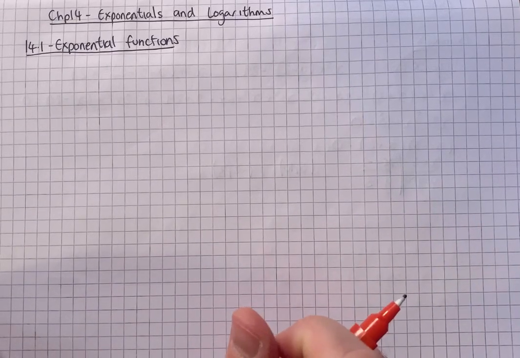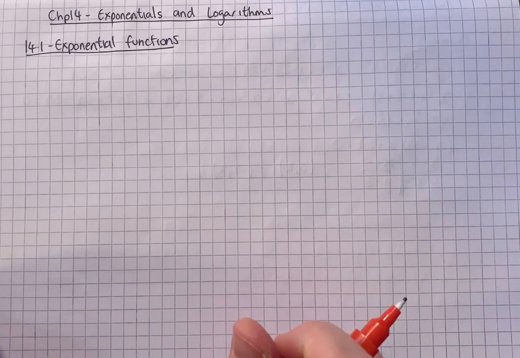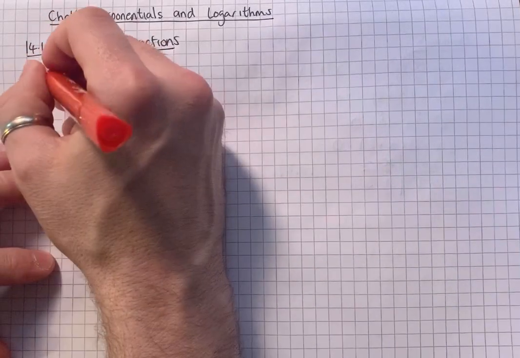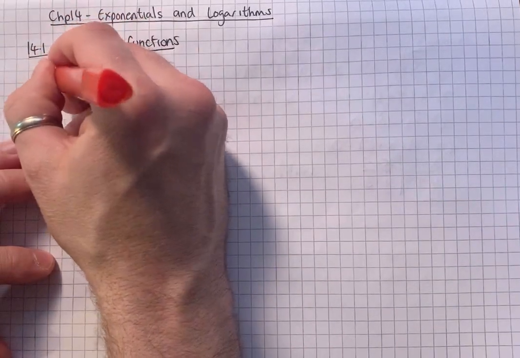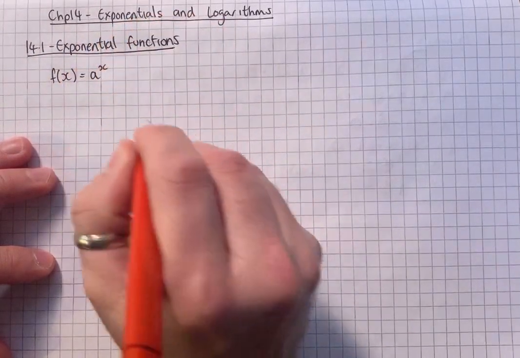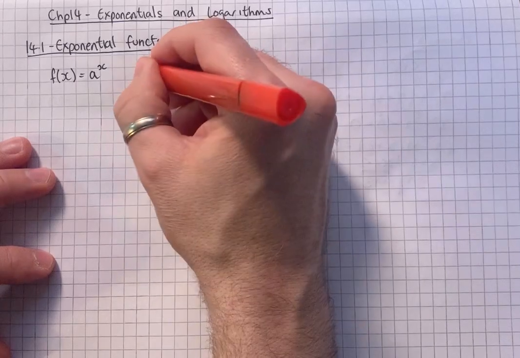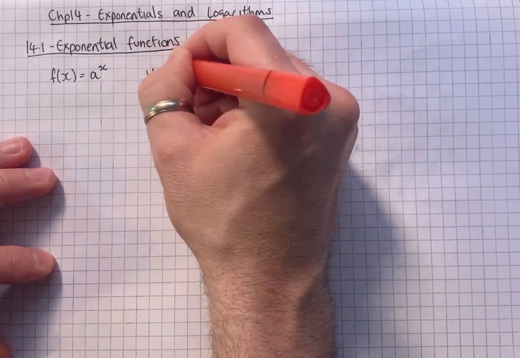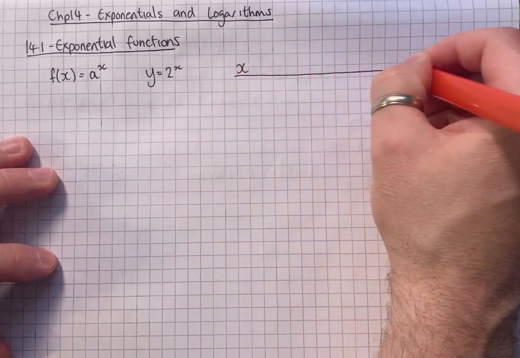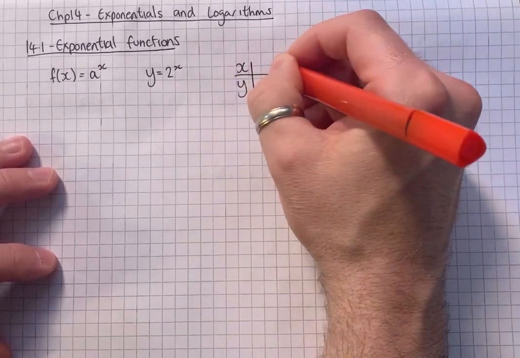Chapter 14, Exponentials and Logarithms. And the first part of this chapter deals with exponential functions. Now, an exponential function is of the form a base, which in this case I've called a, to the power of x. So let's look at what the graph of y equals 2 to the power of x will look like. We'll just do a simple table of values to work out a few points.